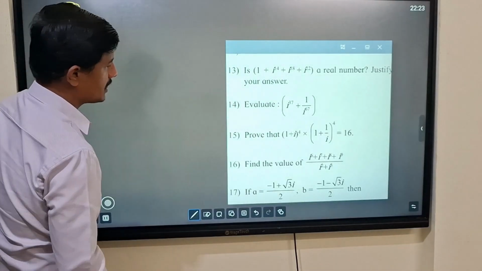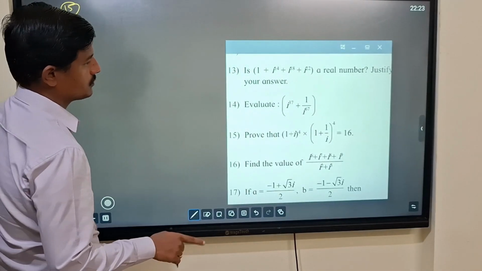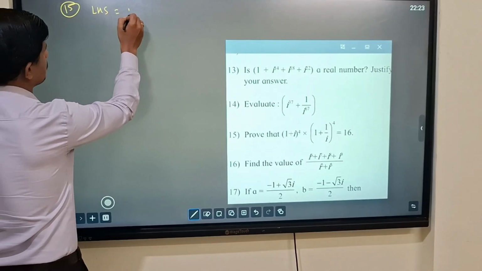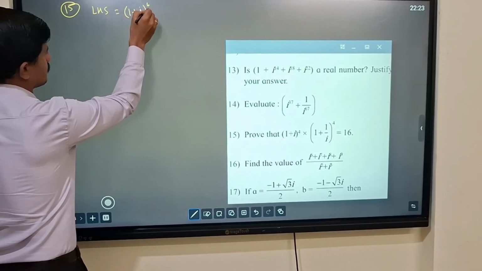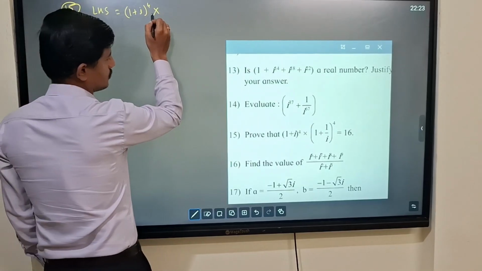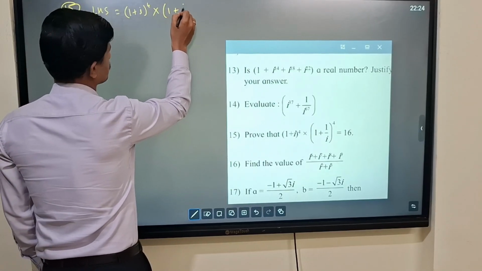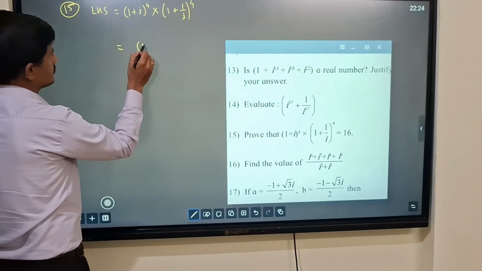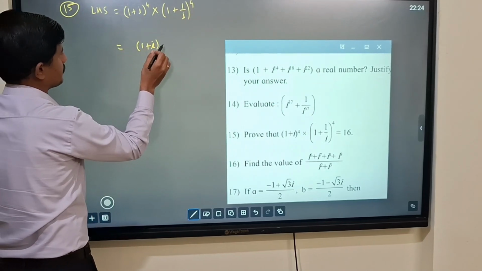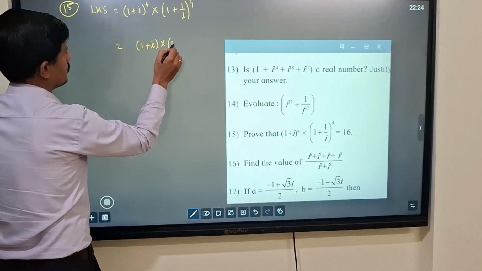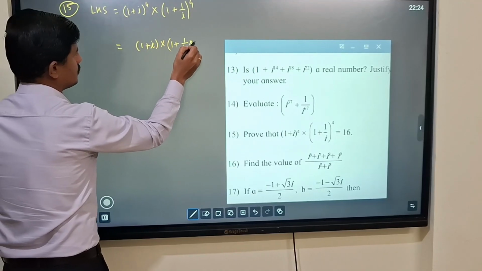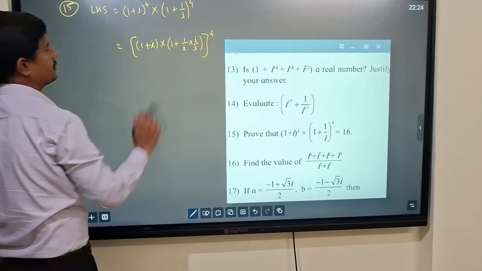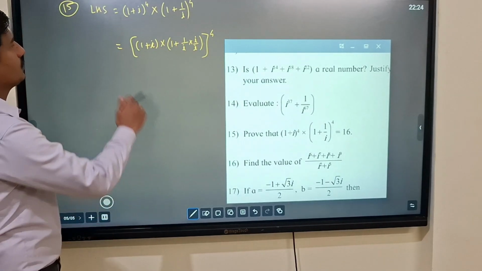Now 15th. Prove that (1 plus i) raised to 4 into (1 plus 1 upon i) raised to 4 is 16. So LHS is (1 plus i) raised to 4 into (1 plus 1 upon i) raised to 4. So I will write it like this: 1 plus i into 1 plus 1 upon i into i upon i, whole raised to 4. I multiplied and divided by i here, and whole raised to 4.